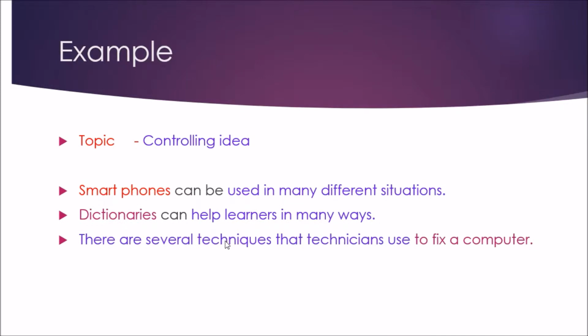So let's look at this example. The red is the topic, and the blue is the controlling idea. So here we have smartphones. So the topic is about smartphones. The controlling idea can be used in many different situations. So the controlling idea functions like the perspective. So you're going to talk about smartphones. So from which perspective? I'm going to talk about smartphones in terms of how it is used in many different situations.